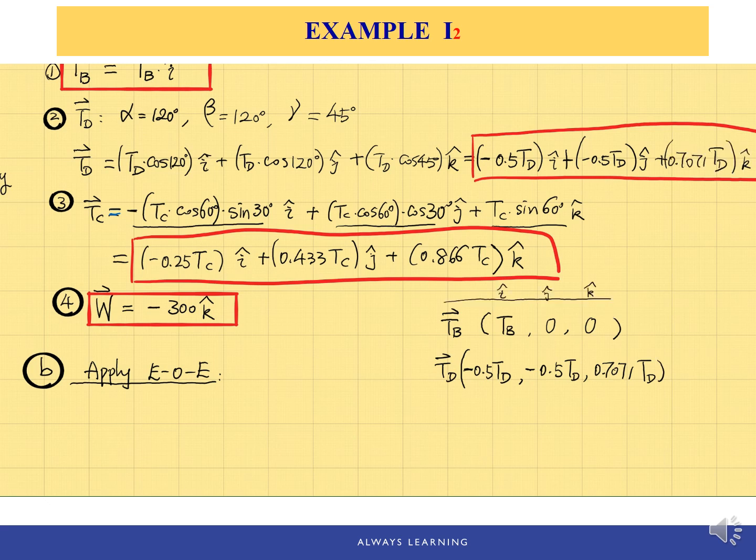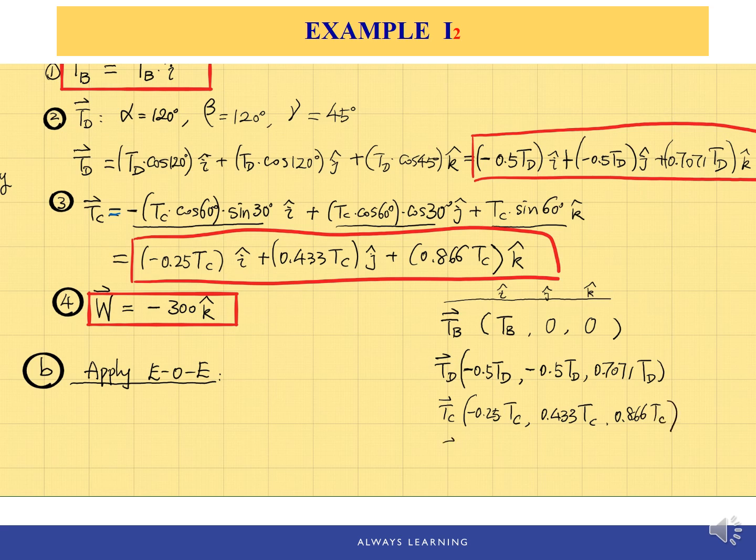All right, so the next force we have is TC, and TC has x component negative 0.25 times TC, y component 0.433 TC, and z component 0.866 TC.